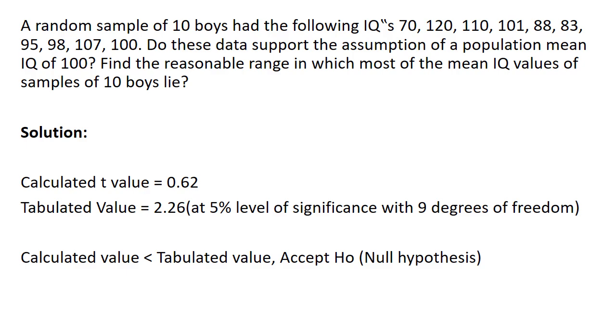The calculated t value here is going to be equal to 0.62 and the tabulated value is 2.26 at 5 percent level of significance with 9 degrees of freedom. Since the calculated value is less than the tabulated value, we accept the null hypothesis.